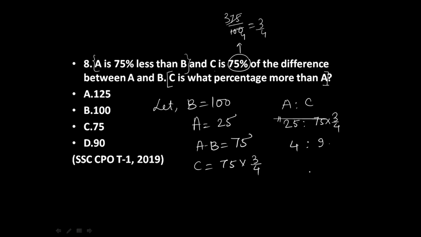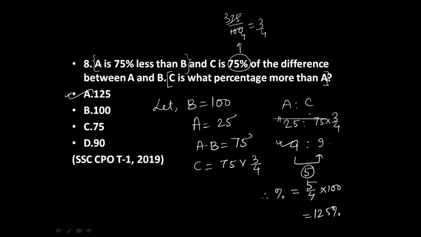So what is the percentage? It says C is what percent more than A. What is the difference? Difference is 5. So percentage is equal to 5 by 4. 5 is the difference upon what? Upon 4 into 100. So it's 25. It's 125. 125 is the answer, option A.